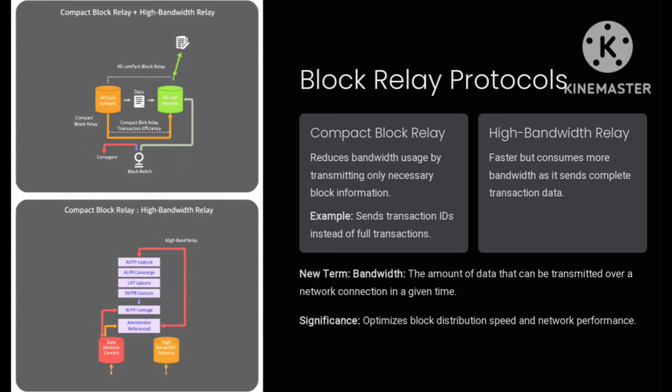Slide 6. Block relay protocols. There are different methods to optimize block propagation. 1. Compact block relay reduces bandwidth usage by sending only essential information, like transaction IDs. 2. In contrast, high bandwidth relay sends complete transaction data, prioritizing speed over efficiency. Bandwidth plays a crucial role here. It's the amount of data that can be transmitted over the network. For large-scale networks like Bitcoin, efficient block relay protocols ensure fast and reliable communication.